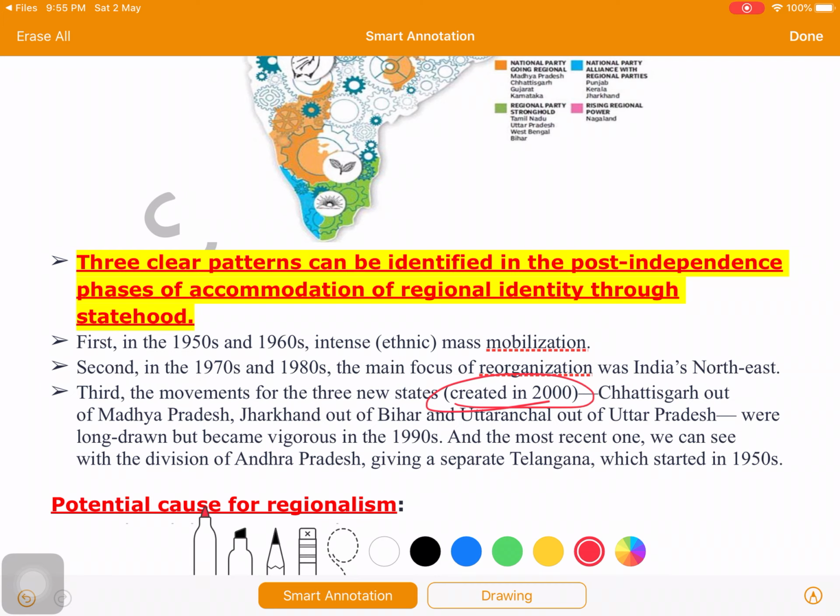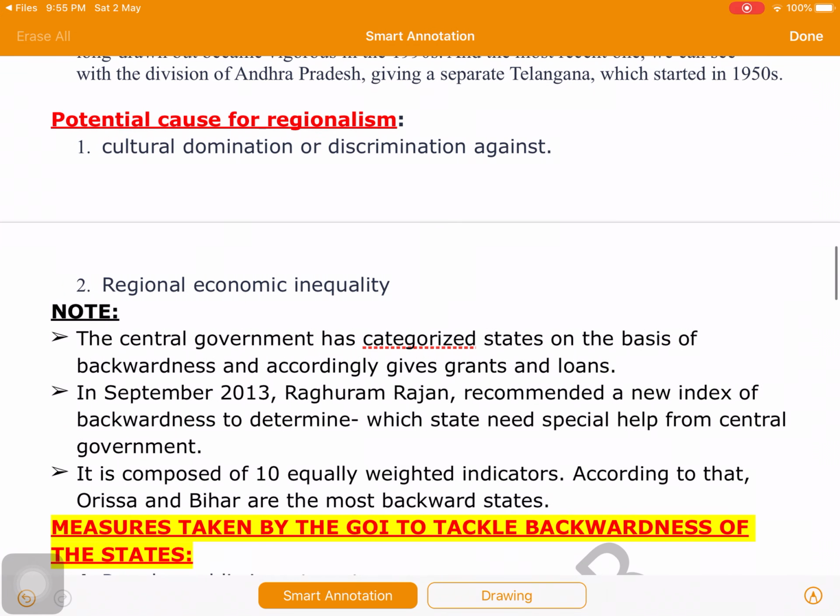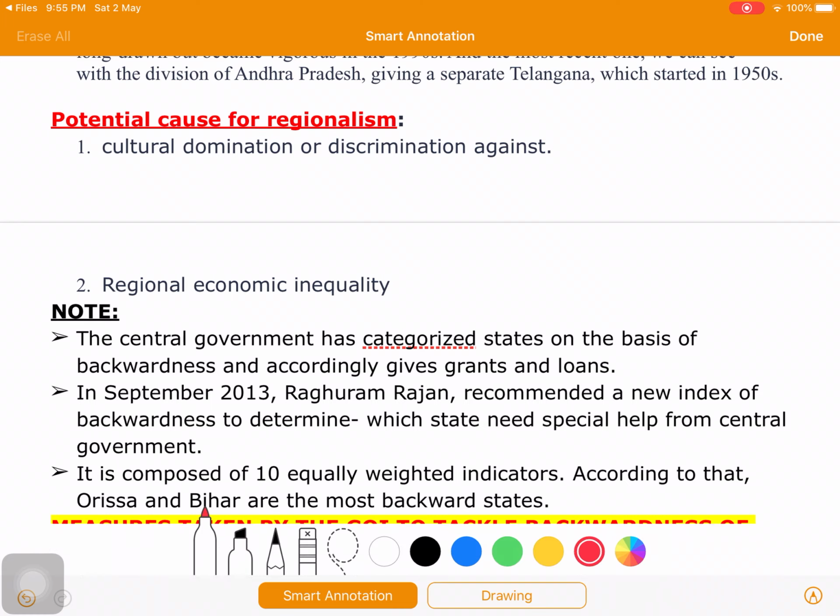So now, from the mains examination point of view, what are the most important causes behind regionalism in India? There are two most important factors which can be seen as the potential cause for regionalism in India. One is cultural discrimination. The second one is regional economic inequality. See, regionalism could have flourished in India if any state or region had felt that it was being culturally dominated or culturally discriminated.